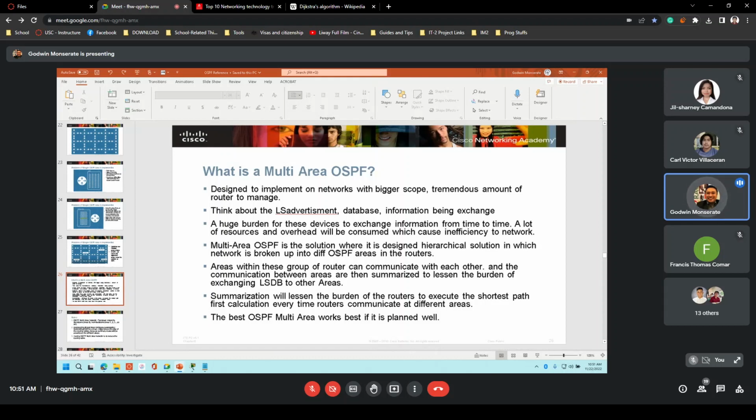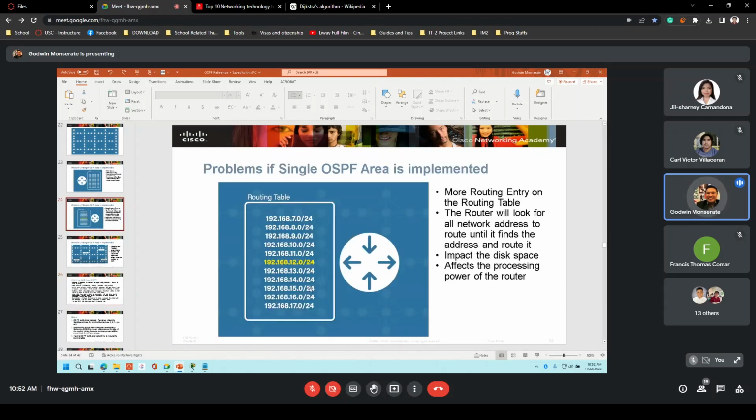Okay? So naa kay area 1, area 2. Areas within the group of routers can communicate with each other, and the communication between areas are summarized to lessen the burden of exchanging LSDB to the other area. So summarization will lessen the burden of router to execute the shortest path. So if you can remember this one, so kung 100 ka buok, buhaton na lang niya usa ka route, usa ka address. So meaning, usa na lang pangitaon rather than pangitaon niya sa 100. That is what we call summarization.